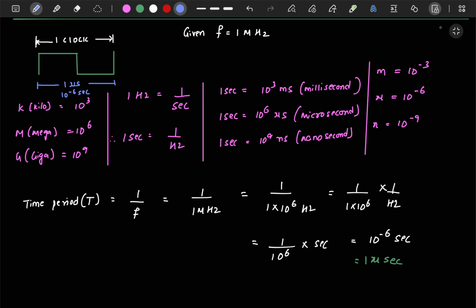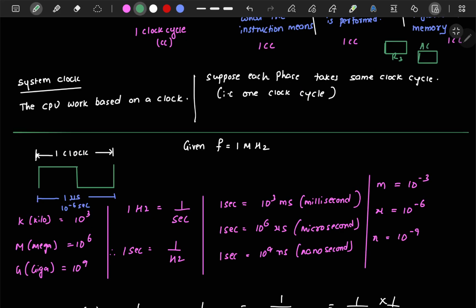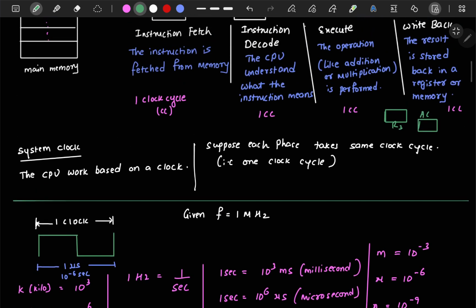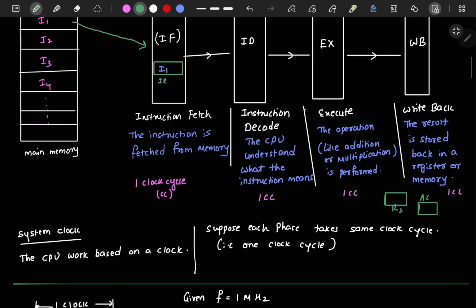Okay, I hope you understood, right? So with this we understood that our time period is 10 raised to power minus 6, that is 1 microsecond. That means each phase will take one clock cycle. What is the meaning of it? It will take 1 microsecond, which is equivalent to 10 raised to power minus 6 seconds. Each phase will take 1 microsecond. This will also take 1 microsecond. This will also take 1 microsecond. This will also take 1 microsecond. So each phase will take 1 microsecond.